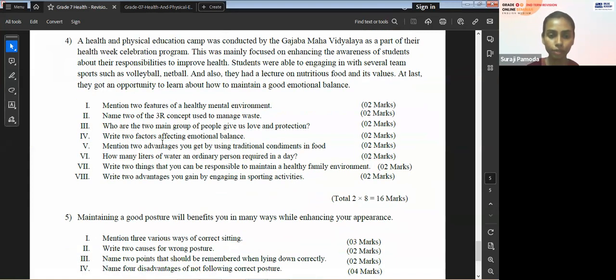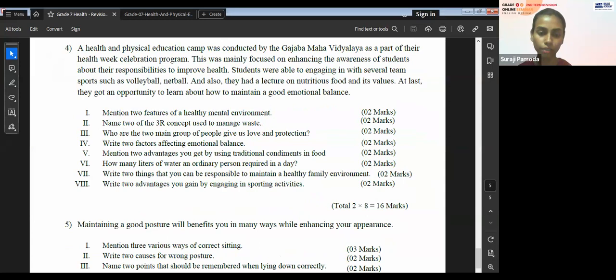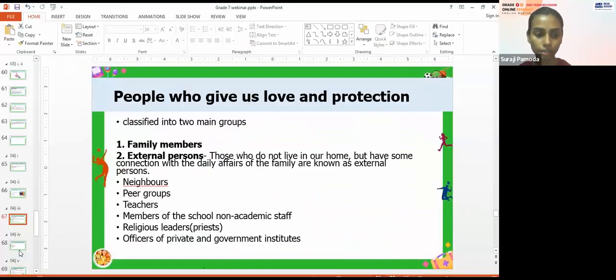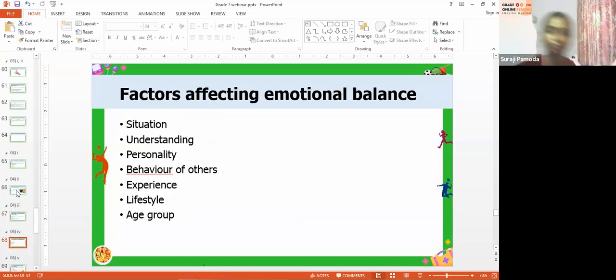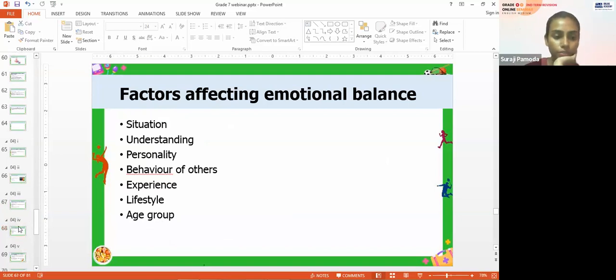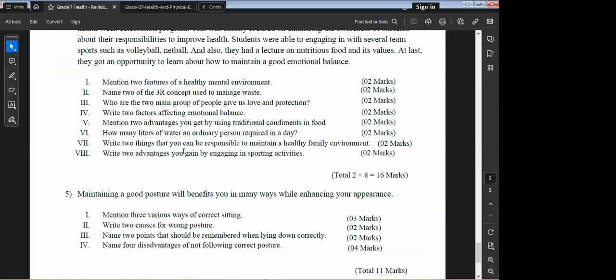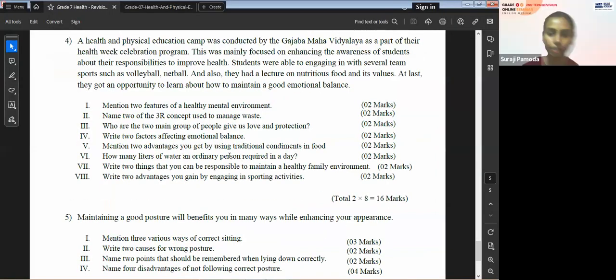Right. The fourth one is, write two factors affecting emotional balance. It was in a previous question also. Can you tell me the answer? Emotional balance. Then a calling කිව්වා. MCQ එකකට. Can you remember this one? Situation, understanding, personality, those are the factors affecting emotional balance. හරි නේද? Okay, teacher. Okay. Right?